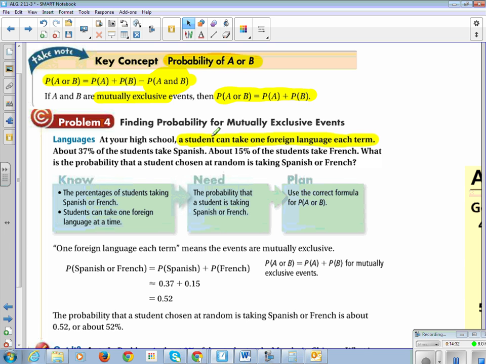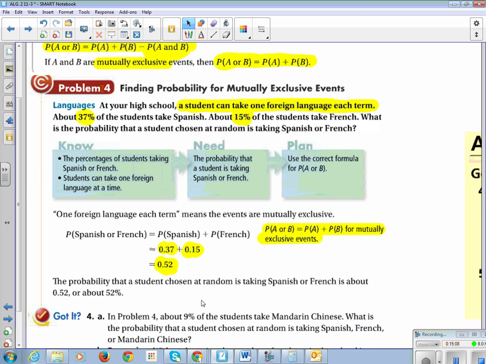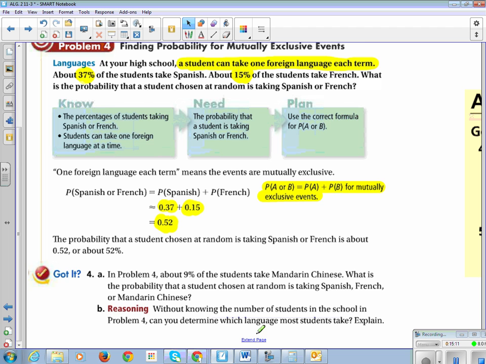So if they are in Spanish, they cannot be in French. So these are mutually exclusive events. So we can use the formula: probability of A or B equals probability of A plus probability of B. So we take our percentages and add them together. So 37% plus 15% is 52%. So the probability that a student chosen at random is taking Spanish or French is about 0.52 or 52%.